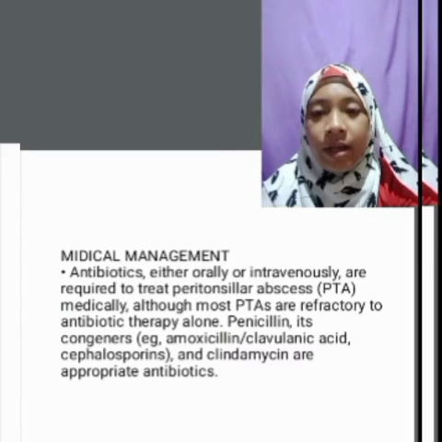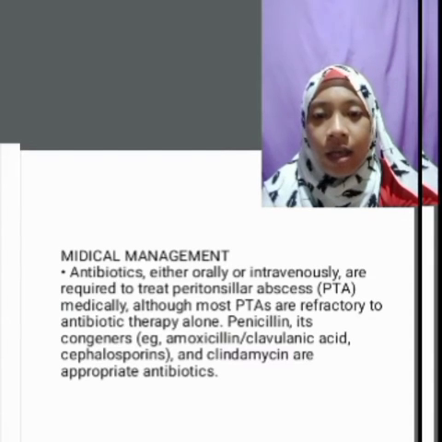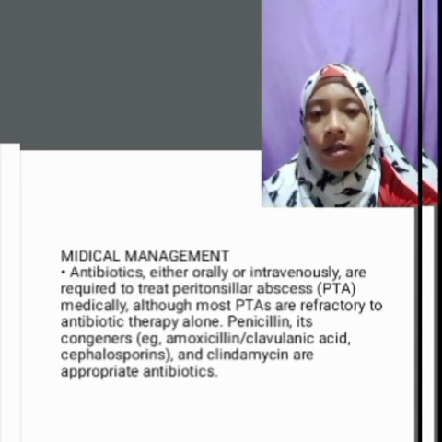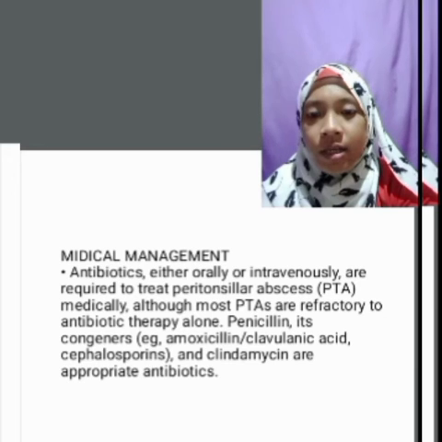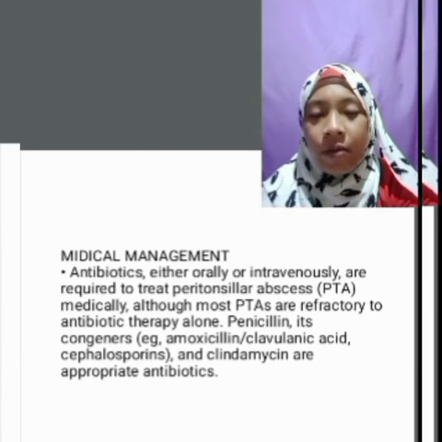Medical management. Antibiotics, either oral or intravenous, are required to treat a peritonsillar abscess medically, although most PTAs are refractory to antibiotic therapy alone. Penicillin is a congener example. Amoxicillin, clavulanic acid, cephalosporin, and clindamycin are appropriate antibiotics.